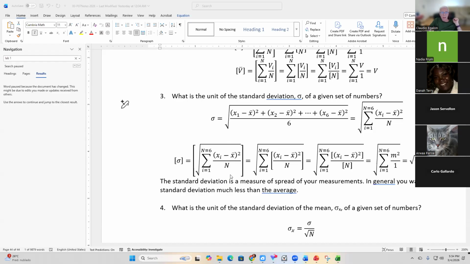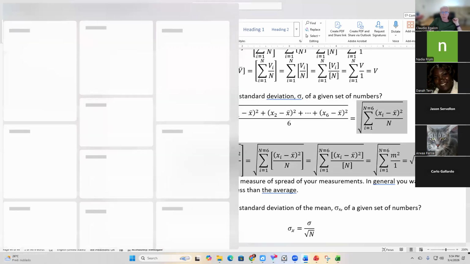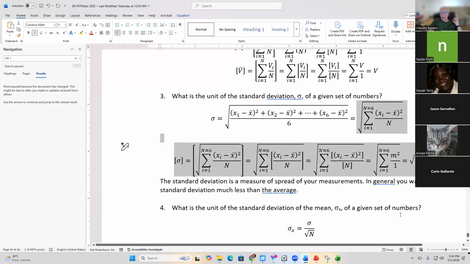And so that's the equation for the sigma. Now from this equation, you will be able to find what's going to be the unit of the standard deviation of the position. So you have the average and the standard deviation, two important statistical parameters.